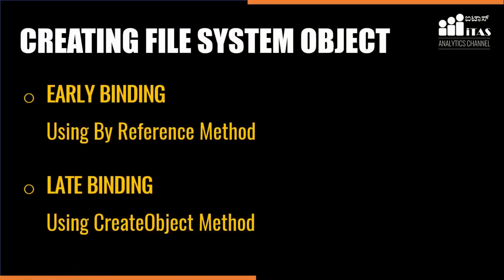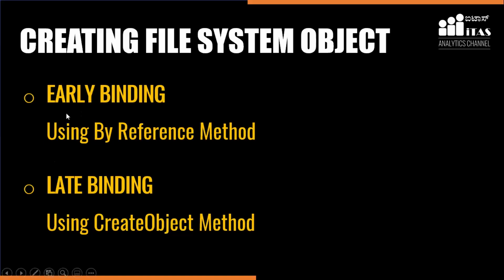FSOs can be created in two different ways. One is early binding, or late binding. Early binding means you can use the reference method and then create this file system object, or you can use late binding by using the CreateObject method.